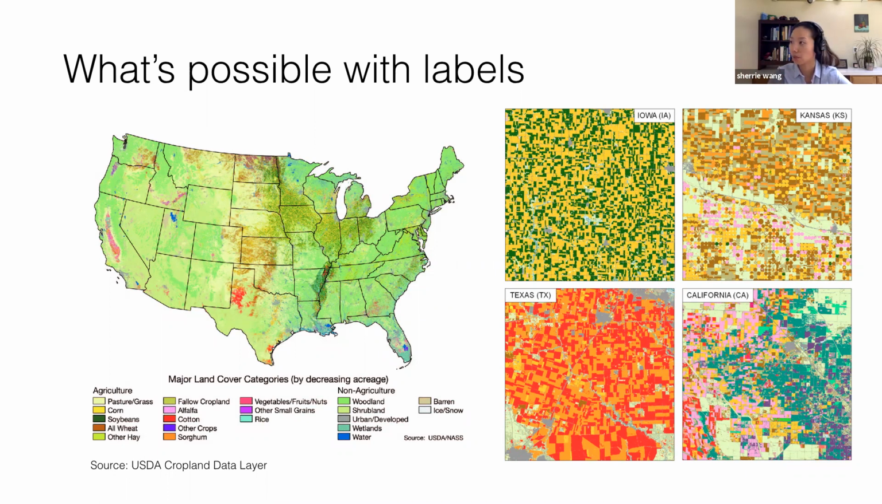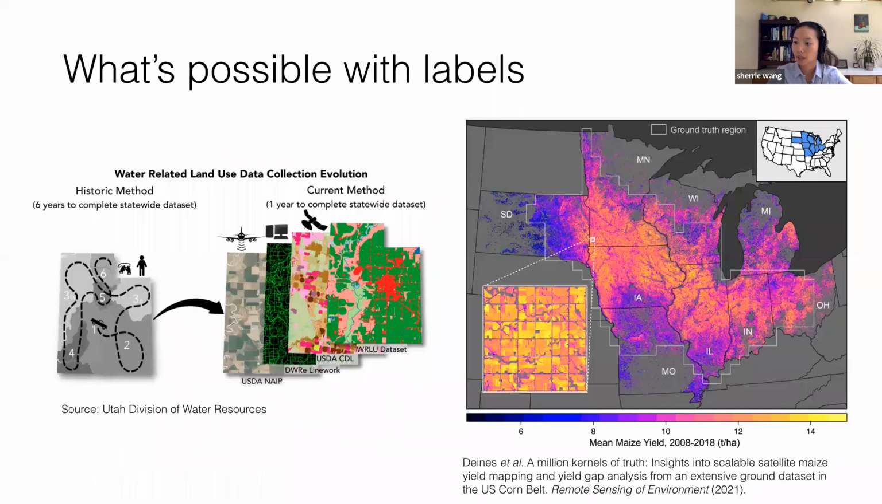And then on the right, if you zoom into these maps, you can see that at 30-meter resolution, you can make out individual fields in the US. And for example, you can see corn and soybeans in Iowa. You can see cotton in Texas, and you can see in the California Central Valley all types of vegetables being grown. And once you have crop type maps, they can then be used in downstream analyses.